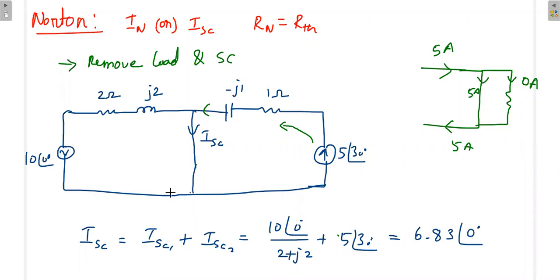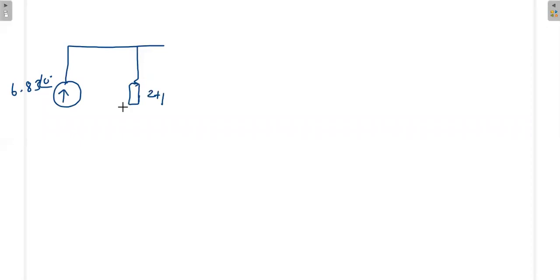Okay, but once you know the short circuit current and R Norton, then you can connect the load. The short circuit current value is 6.83∠0 degrees. What is the Norton or Thevenin value? The Thevenin value is 2 plus J2. It's already calculated.